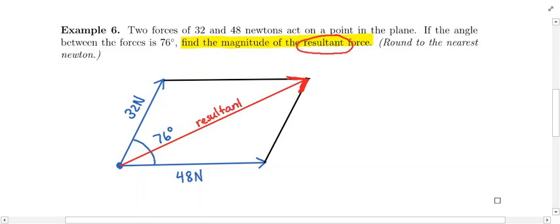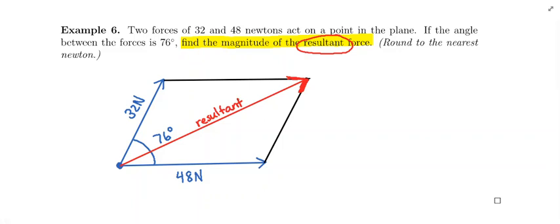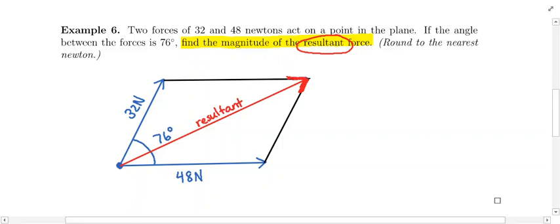And what we want here is the magnitude. We do not actually learn the formula for the resultant of any vector until the next section, but we can still get it here. So here is our lovely picture, and we're just trying to find the magnitude, not the direction, so just the magnitude of this particular vector.